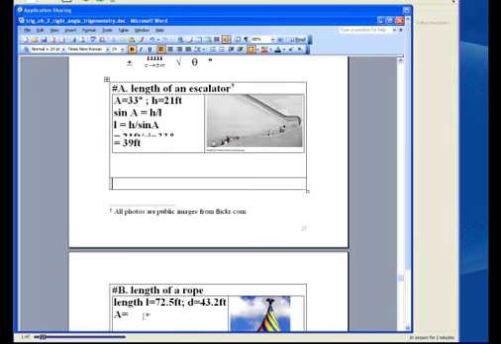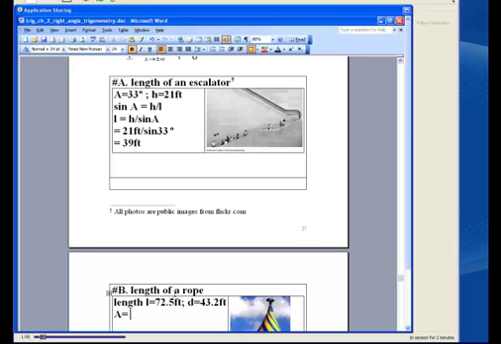Okay, the next one says, length of a rope. A 72.5 foot rope from the top of a circus tent pole is anchored to the ground 43.2 feet from the bottom of the pole. What angle does the rope make with the pole? Assume the pole is perpendicular to the ground.